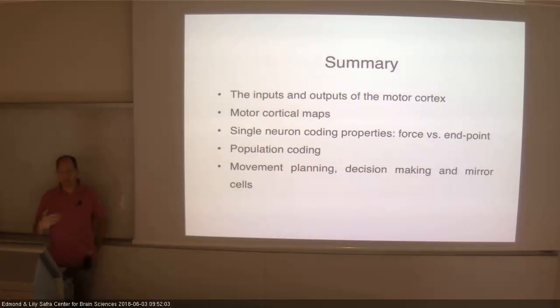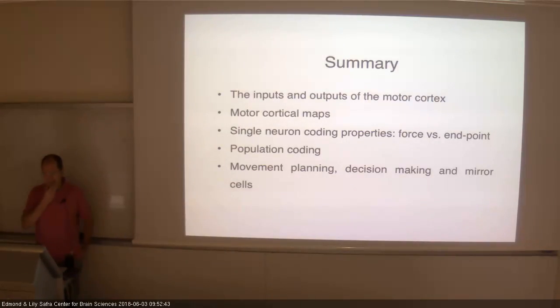We also talked about population coding, how you can extract information from the motor cortex, and we talked about the population vector, which turns out to be very good in order to code the movement. Related to that, I talked about brain-machine interfaces, another way we can use our ability to extract information from the motor cortex to move robotic devices, perhaps to help people with damage to the spinal cord. And then I said that today I talked mainly about non-direct motor properties of the motor cortex: motor planning, decision-making, and mirror cells.